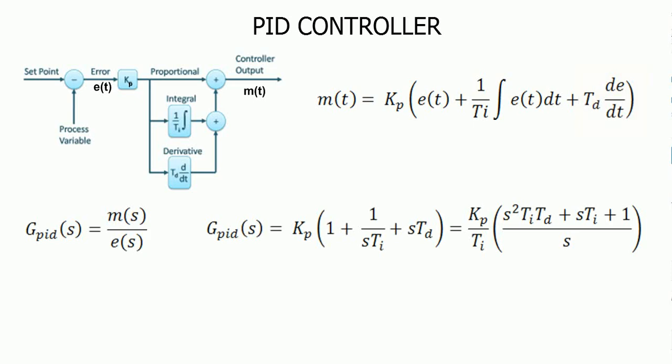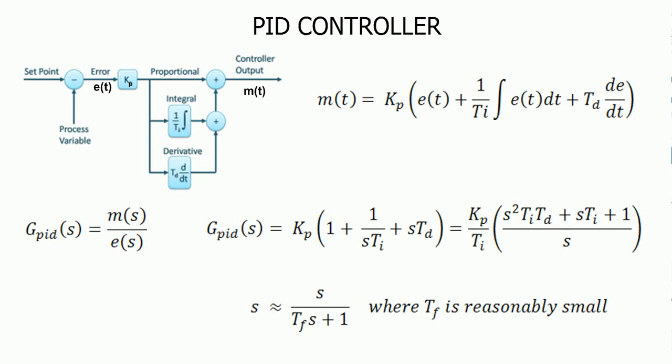Using the Laplace transform, we can find the transfer function of the PID controller. Notice that the PID transfer function is not realizable. The order of the numerator is bigger than the order of the denominator. This is because pure derivative action does not exist in practice. An approximation can be obtained by approximating the derivative with a transfer function like this one, where Tf is a reasonably small time constant. The quantity Kp over Ti is known as the static gain. A high static gain value provides good tracking abilities for moving references, but it can lead to instability.